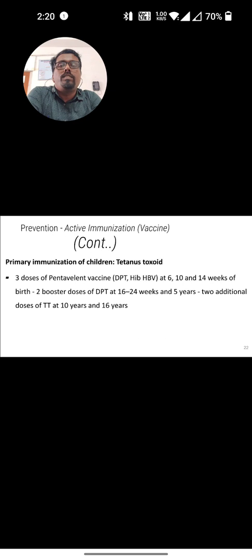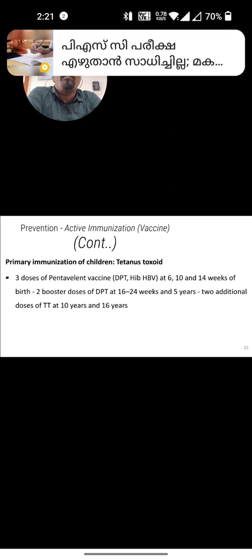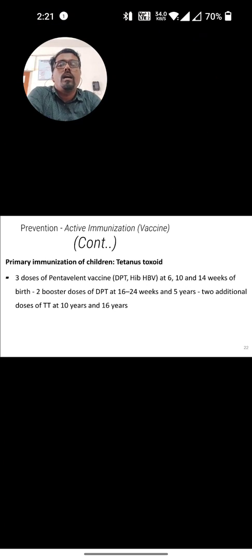For primary immunization of children, tetanus toxoid is recommended. 3 doses of pentavalent vaccine, DPT, Haemophilus influenzae B, hepatitis B virus, at 6, 10 or 14 weeks of birth. 2 booster doses of DPT at 16 to 24 weeks and 5 years. 2 additional doses of TT at 10 years and 16 years can be given.